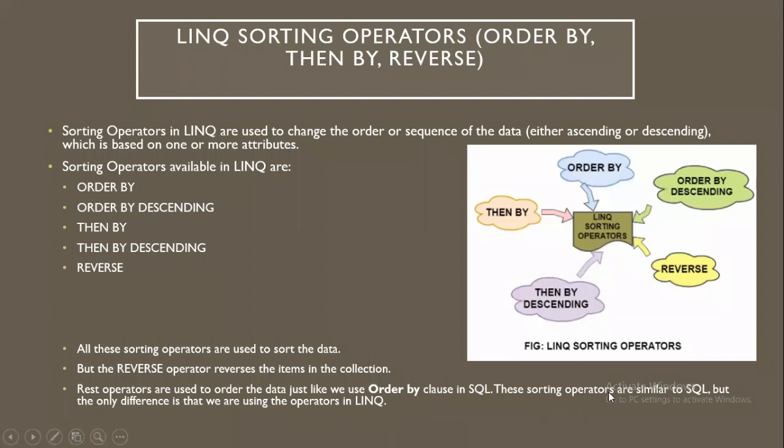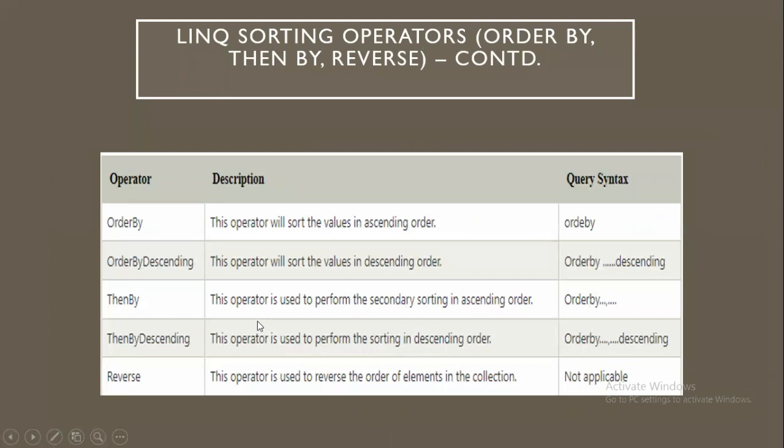These sorting operators are similar to SQL, but the only difference is that we are using the operators in LINQ right now. So we'll see each one of them. This is the order by, and what it does: the description is that the operator will sort the values in ascending order. Query syntax is order by.